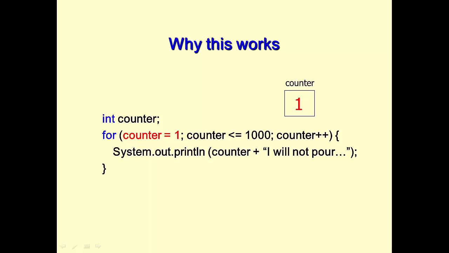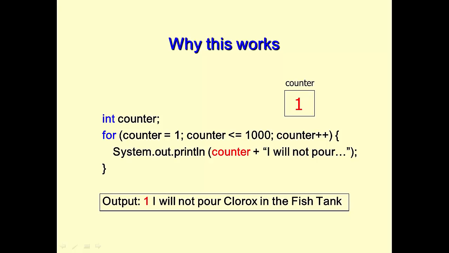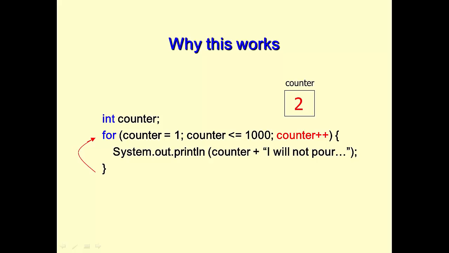Well, the counter starts out at 1, and so long as the counter is less than or equal to 1,000, it is in this case, then we're going to go inside the loop, and we're going to print out, in this case, 1, I will not pour Clorox in the fish tank. Then we go back to the top of the loop, and then we increment the counter. So you can see that we've executed everything on the inside. We go back to the top, we increment the counter to 2, and then this continues.